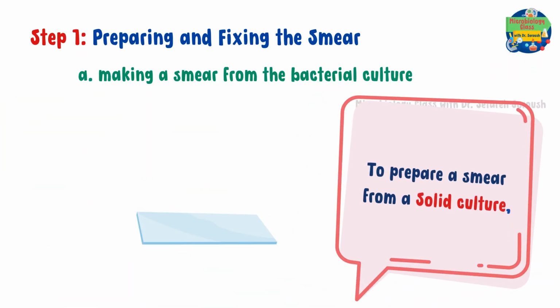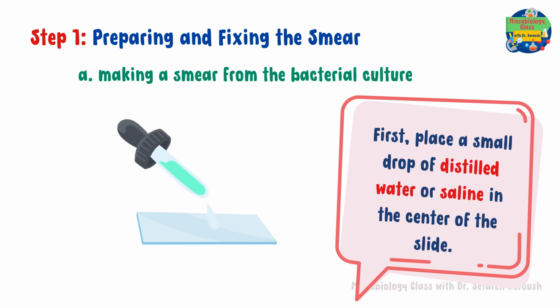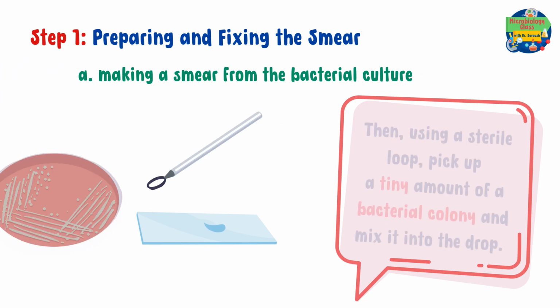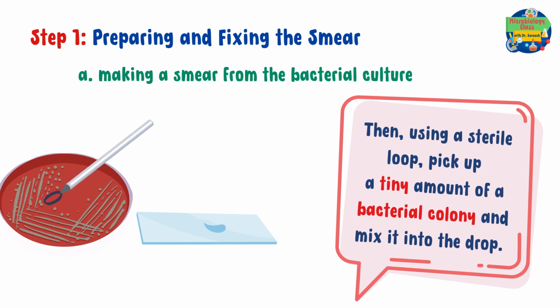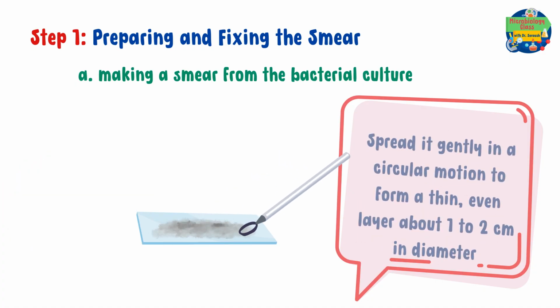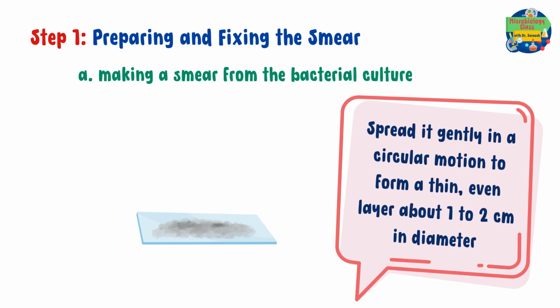But to prepare a smear from a solid culture, first, place a small drop of distilled water or saline in the center of the slide. Then, using a sterile loop, pick up a tiny amount of a bacterial colony and mix it into the drop. Spread it gently in a circular motion to form a thin, even layer about 1 to 2 centimeters in diameter.